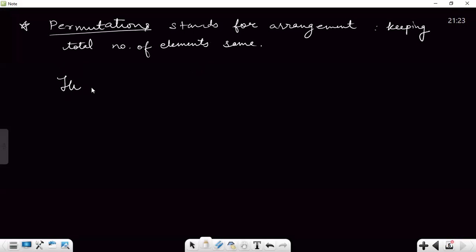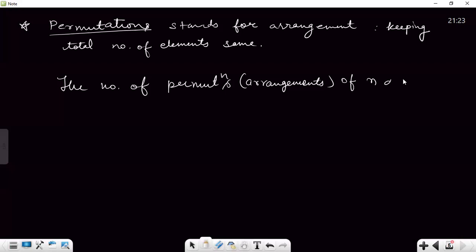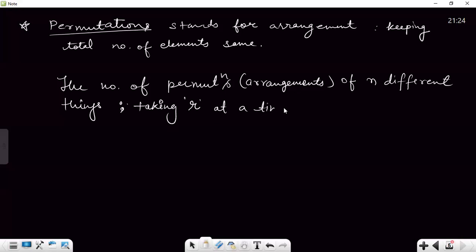The number of permutations, number of arrangements, or you can say arrangements of n different things taking r at a time is denoted by nPr. Okay, I guess things are not that much clear.